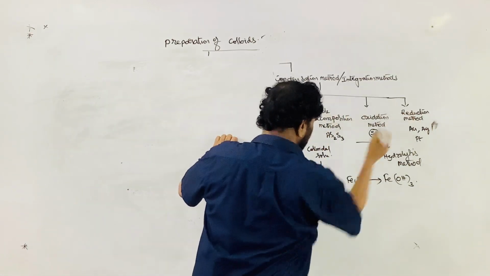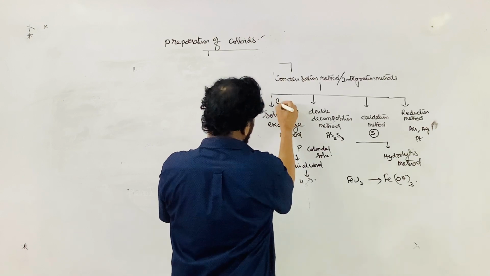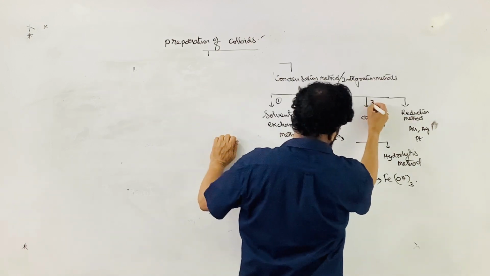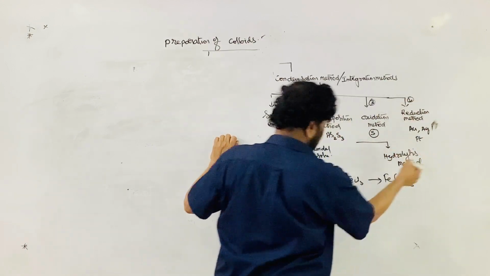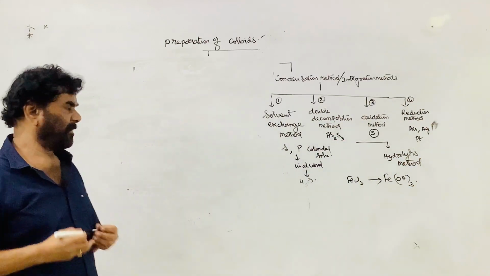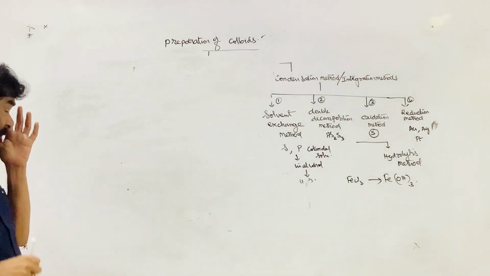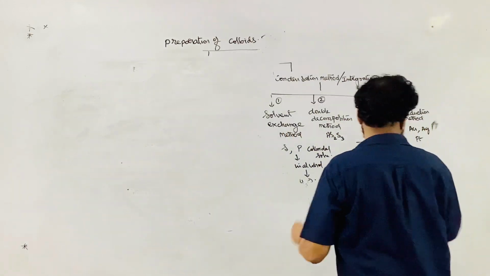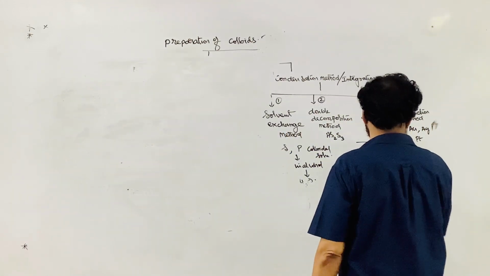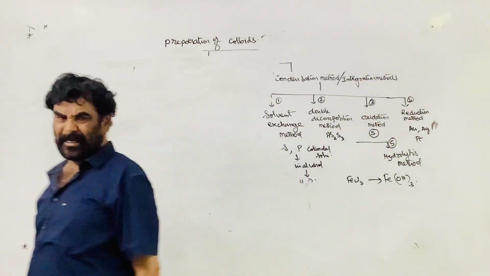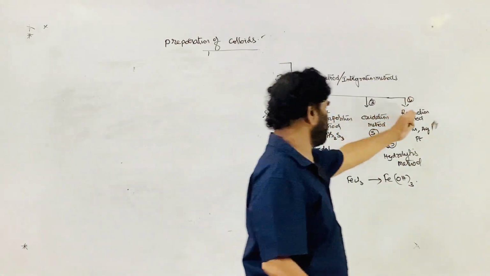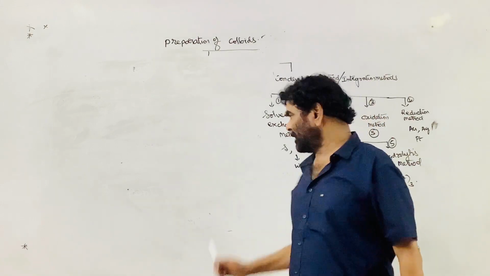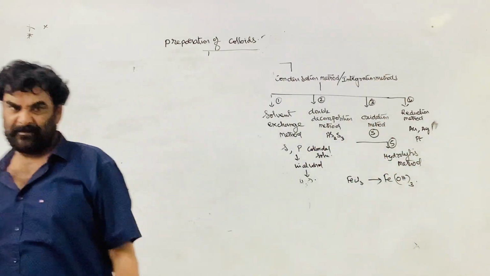These are all chemical procedures. This is 1, this is 2, this is 3, this is 4. There are 4 procedures. In addition to these 4, this is the 5th procedure. These are all chemical procedures, and this one is the physical procedure.